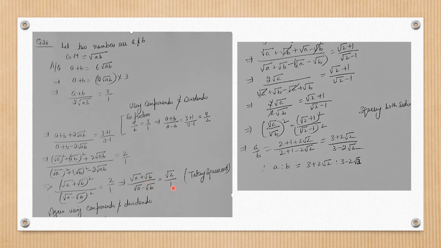Okay, now I have to get the value of a and b. So again I will use componendo and dividendo. So what will it be like? You will take both of them, add it in the numerator, and then this minus this complete thing. Okay, so see from here, root a plus root b plus root a minus root b divided by root a plus root b minus this complete. Okay, numerator minus denominator here, and this becomes root 2 plus 1 upon root 2 minus 1.